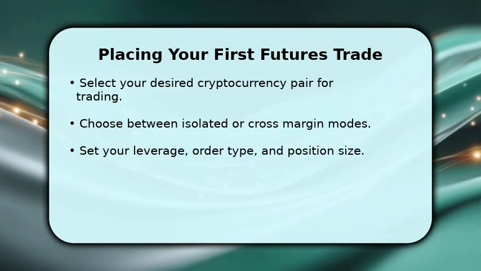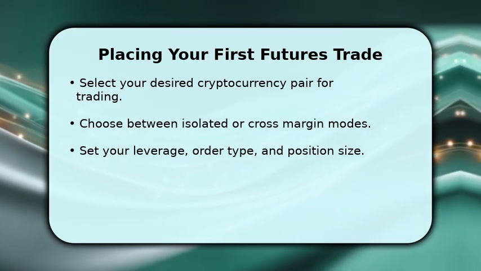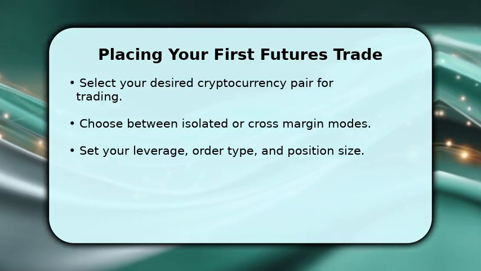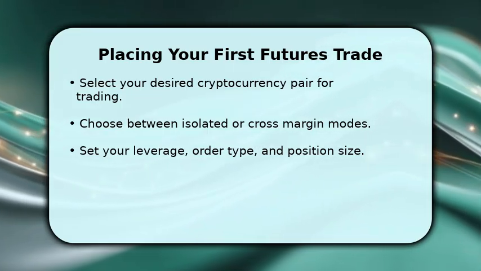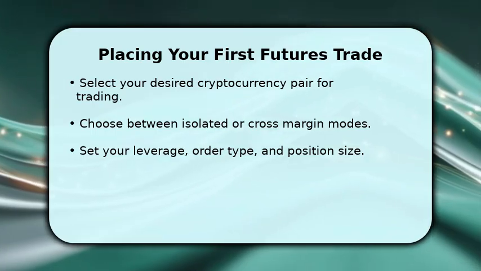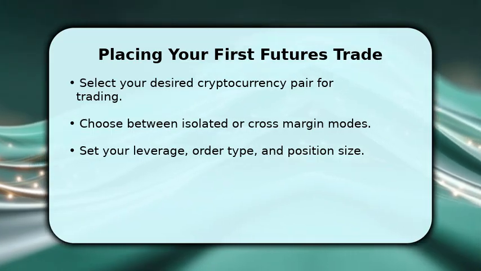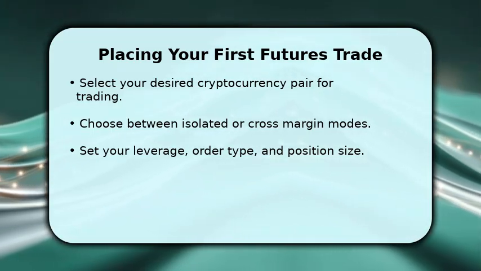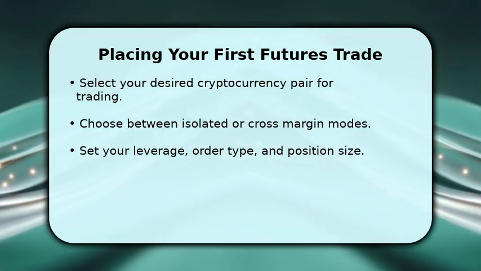Begin by selecting a cryptocurrency pair like BTC versus USD. Decide on your margin mode, either isolated to limit risk per position or cross to share margin across all positions. Carefully set your leverage, understanding it amplifies both gains and losses. Finally, choose your order type, such as a limit or market order, and specify your desired position size.